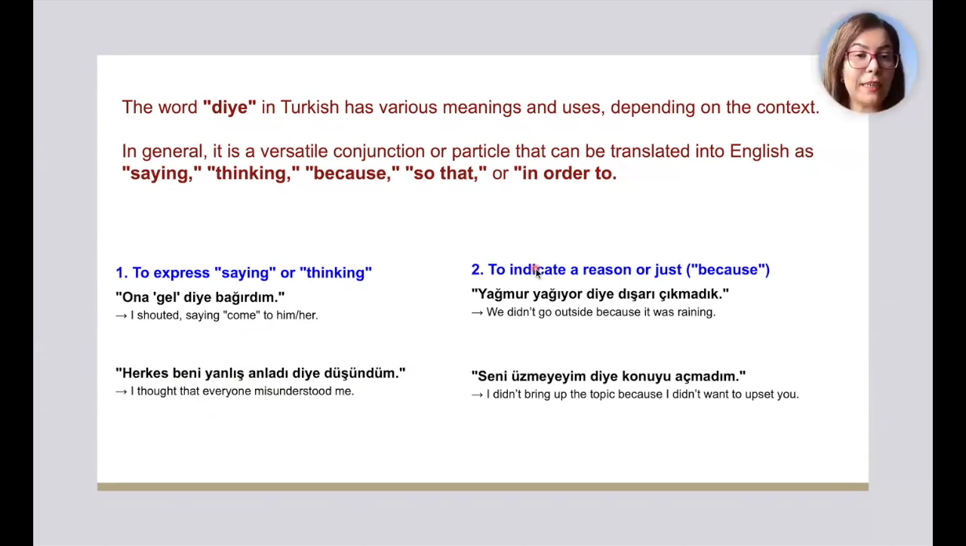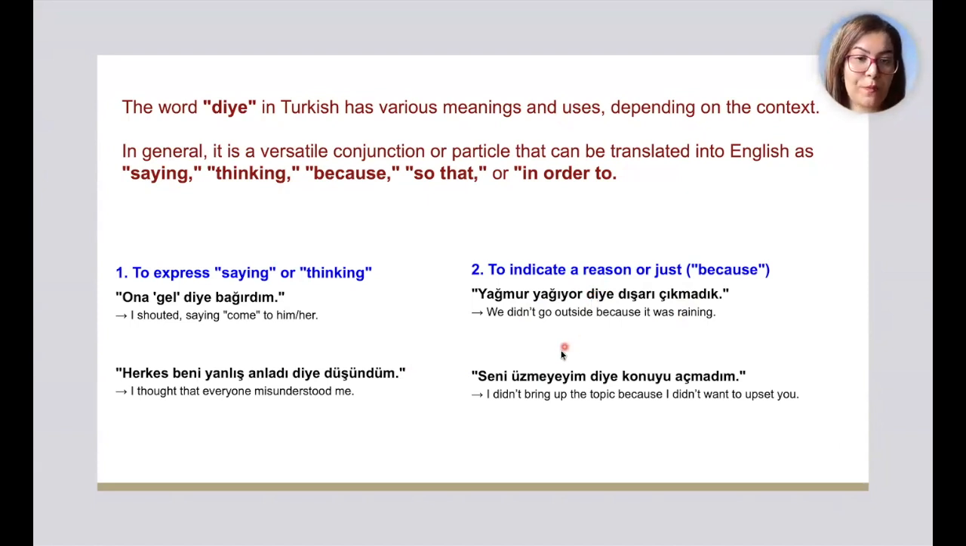Number two, to indicate a reason or just because. Yağmur yağıyor diye dışarı çıkmadım. Because it was raining, we didn't go out. Yağmur yağıyor diye, because it was raining.